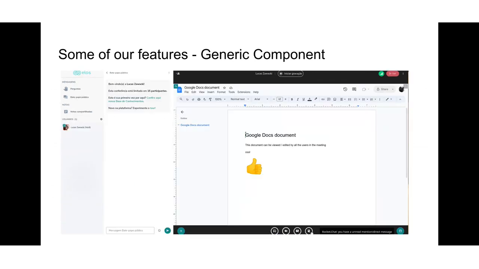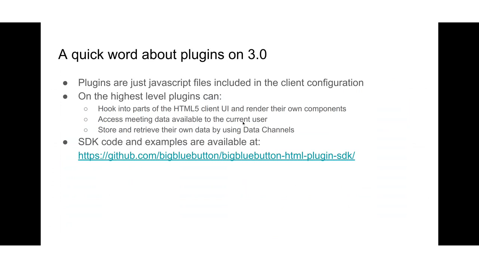And also this is a demonstration of the generic component. So you can actually embed Google Docs inside the presentation area, and you could edit a Google Doc with all the other participants in the meeting. It's pretty useful. And so the idea is that we can get most of these things in the regular vanilla version of BigBlueButton 3.0, so that we can be on the same code base.